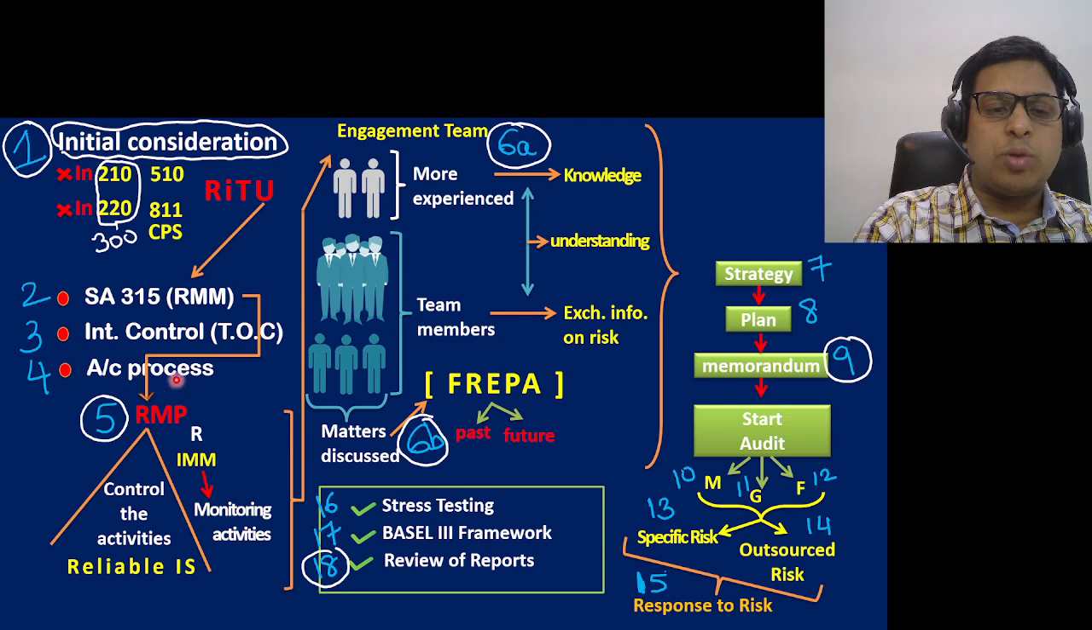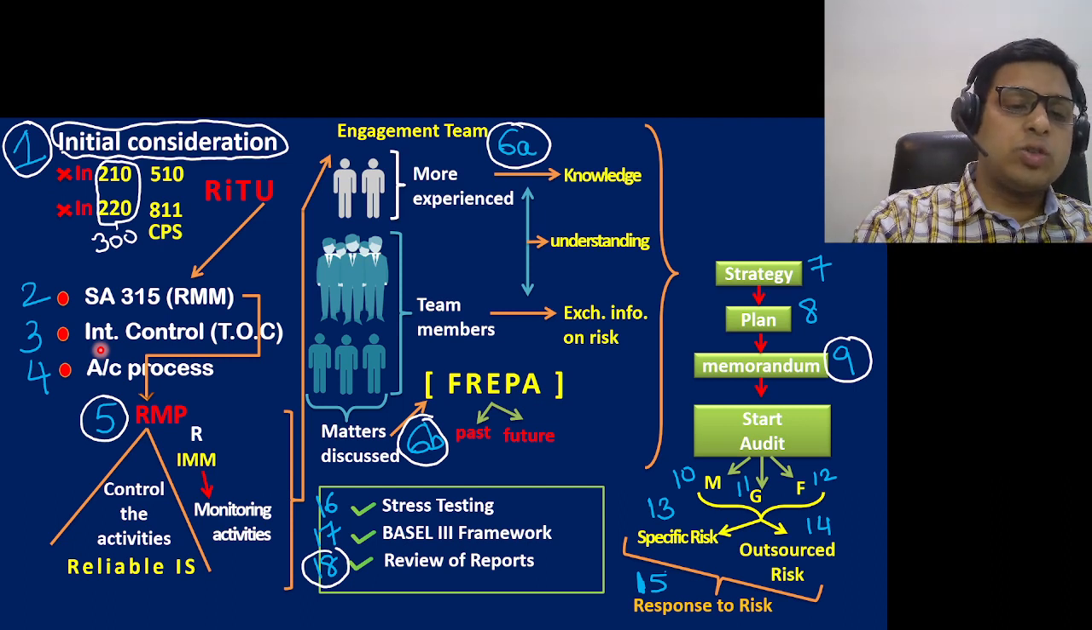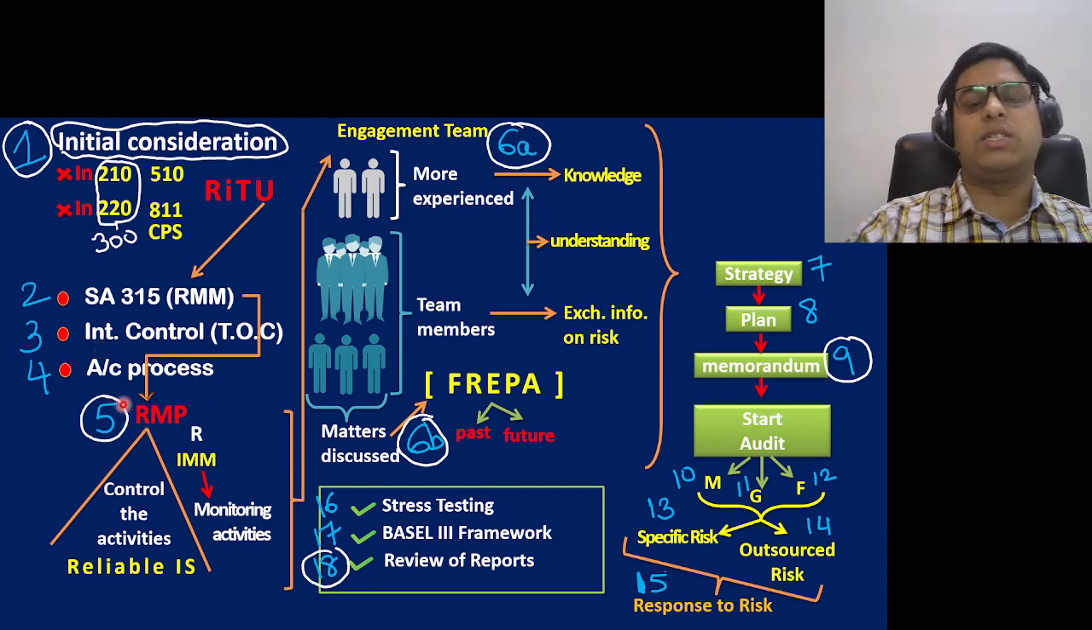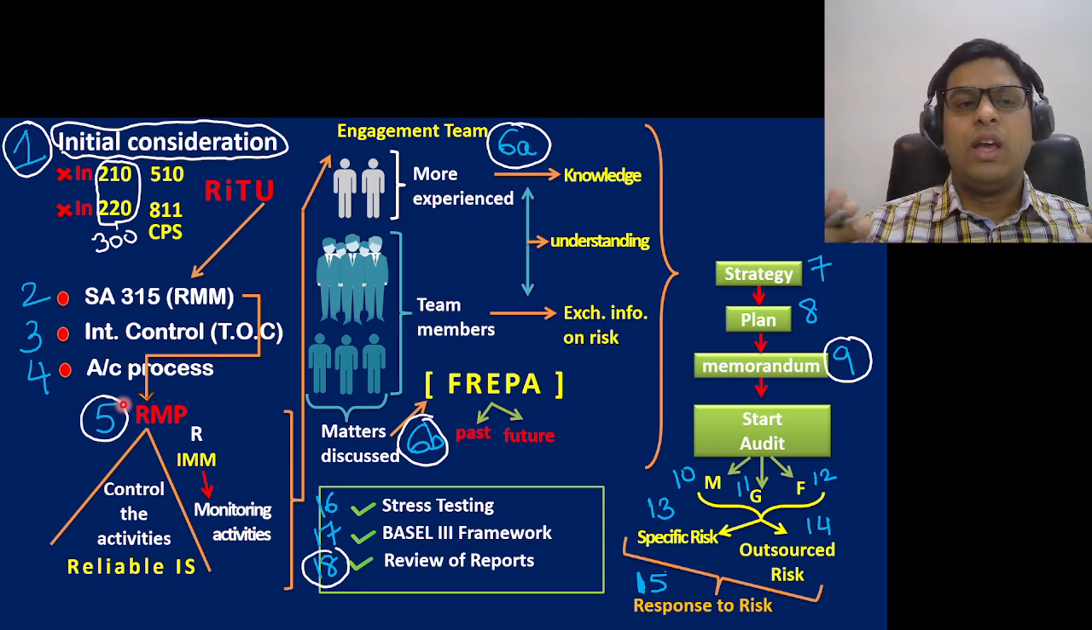Auditor should check the accounting process of the bank, that mainly involves checking the manual or the IT process that the bank has set in place. Okay. Next is, the auditor should check the risk management process. Risk management process means how is the bank looking into the various matters where risk is involved.